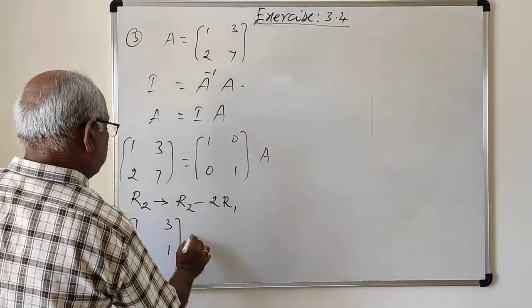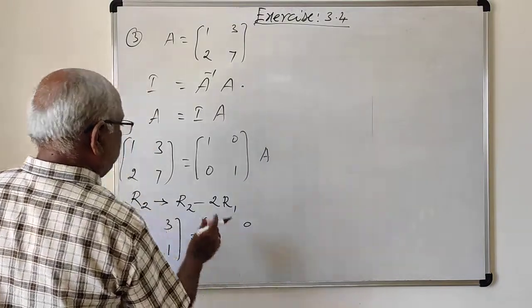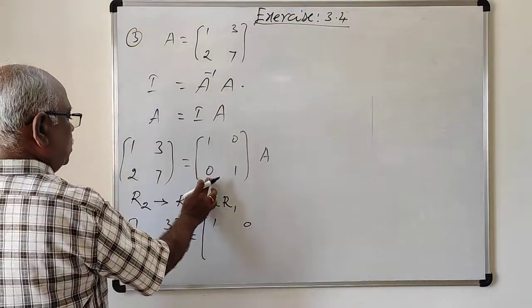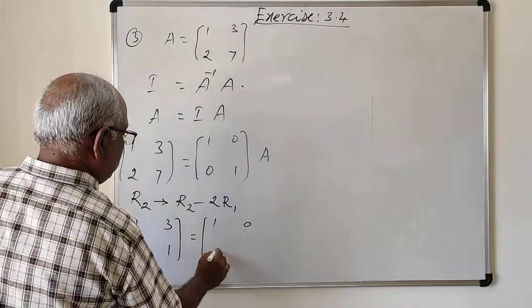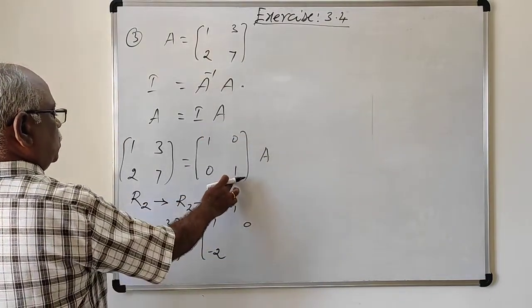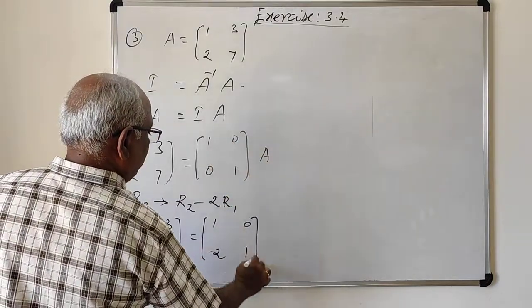Similarly, 1, 0, the first row is not affected. Second row, R2 minus 2R1: 0 minus 2 is minus 2. 2 into 0 is 0, 1 minus 0 is 1. Into A.